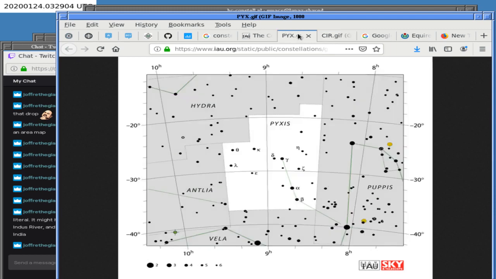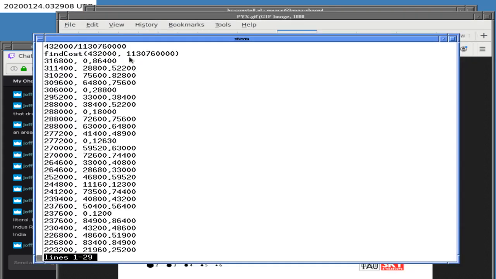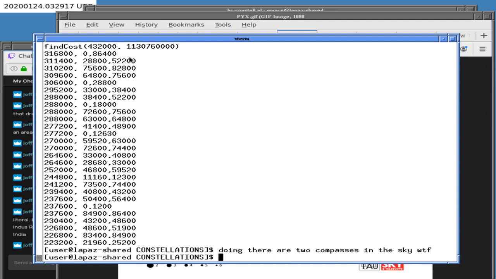That messes things up nicely. That's so important, I'm actually going to make a note of it. That's something that's worth complaining about. And this just writes this to a file for later, you know. There are two compasses in the sky. What the fuck?